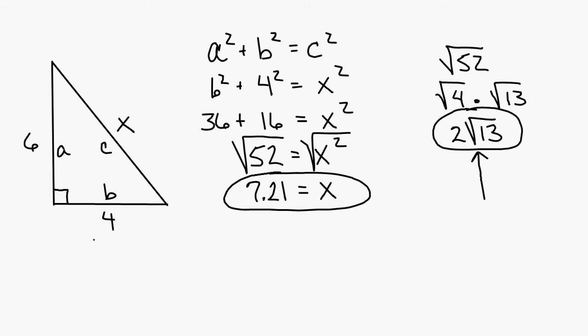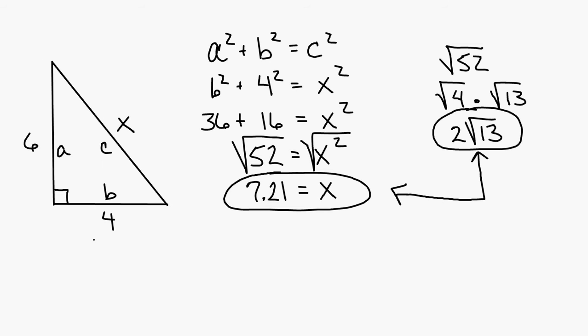Mm-hmm. What I'm saying is you don't have to simplify radicals this week. You can just find the square root of 52 in the calculator. But what you have to understand is that the square root of 52 is equal to 7.21. The square root of 52 is also equal to 2 times the square root of 13. And that these two values are equal to each other. Does everybody understand that? Yes.